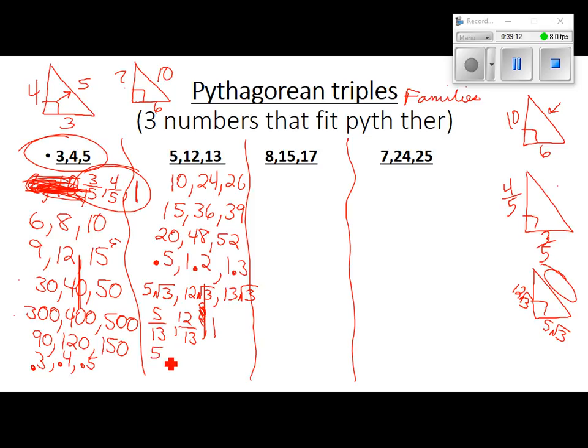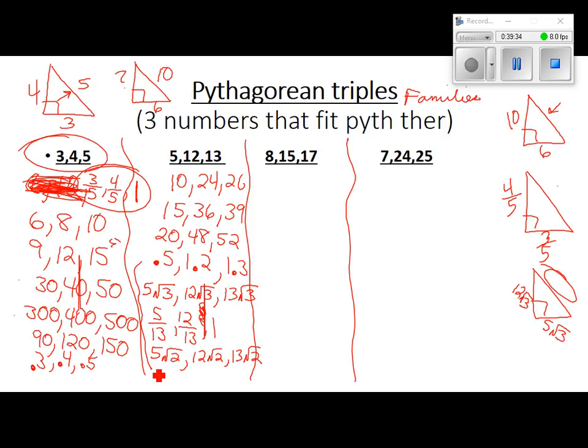What if I told you the first leg was 5 times the square root of 2? What's the next one going to be? 12 times the square root of 2, 13 times the square root of 2. These are the ones that you want to be able to use it on, because do you really want to use Pythagorean's theorem if you're given all those radicals and stuff?